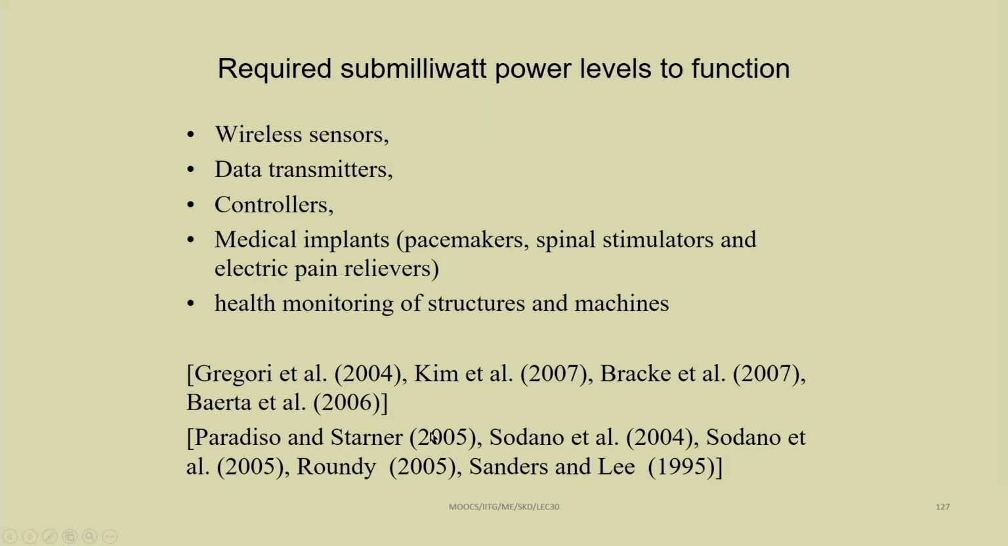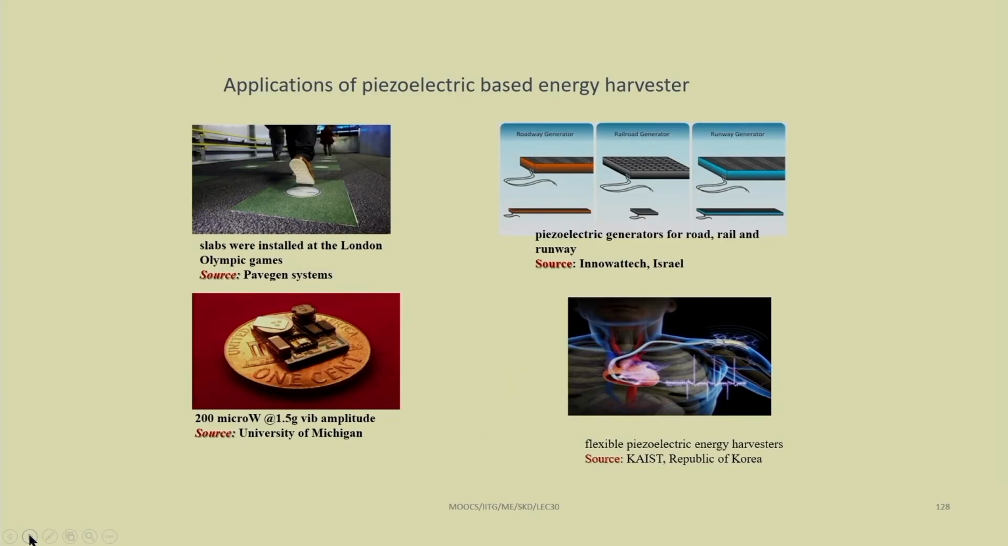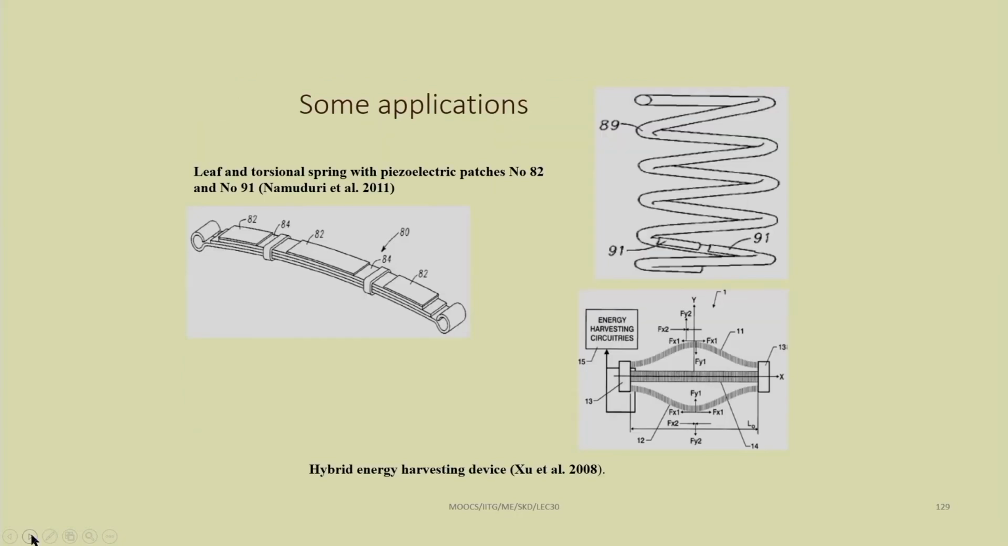You can see all these papers where these applications are clearly written. There are many structures where sub milliwatt power can be utilized for sensing purposes, and this energy harvester can be utilized there very effectively. For example, this is a pacemaker. Also, while walking, slabs were installed at the London Olympic Games, where by walking we can generate energy. These are piezoelectric generators for roads, rails and runways. So, we can utilize the piezoelectric energy harvester here also to get this energy.